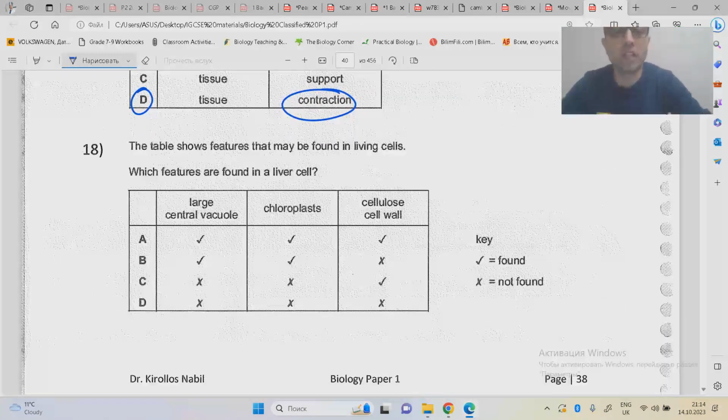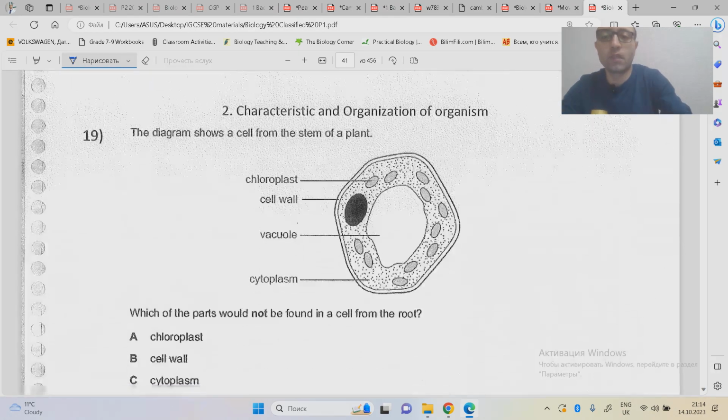The table shows features that may be found in living cells. Which features are found in a liver cell? So I will skip this question. It's D, of course.